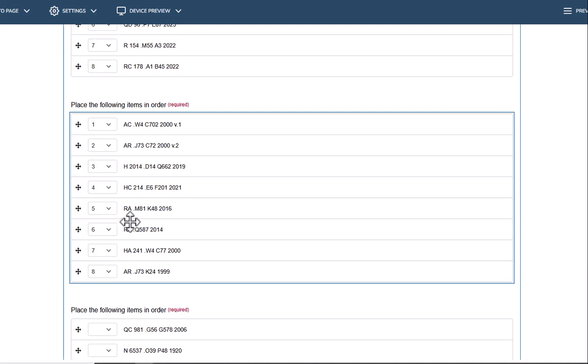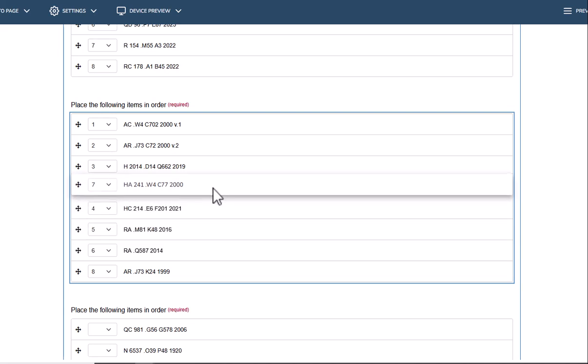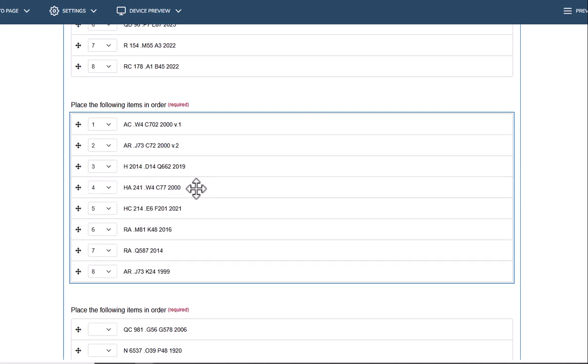Which comes first in the alphabet, RA or RA? Well, it's the same, so we have to continue. Which comes first in the alphabet, M or Q? I actually had to think for a second, but it's M. So this one comes first, and then this one. So now, which comes first in the alphabet, HA or RA? Well, HA comes first, comes before RA. It comes before this RA as well. It comes before this HC, but it does come after just regular H, so it's going to go right there.